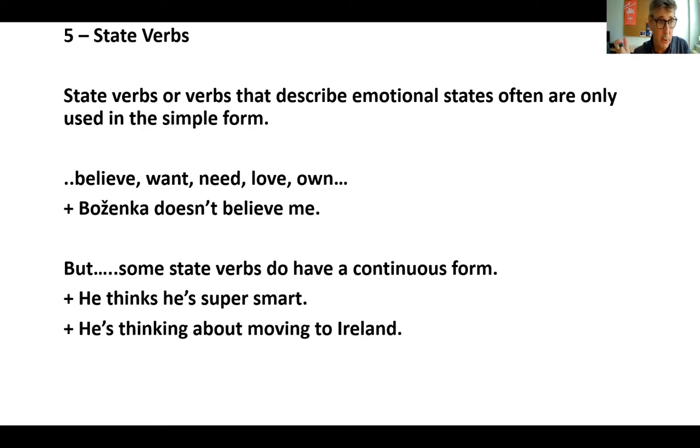So he thinks he's super smart, like I hope you understand that. And he's thinking about moving to Ireland. That's different. If I say he thinks he's moving to Ireland, that's something different than he's thinking about moving to Ireland. We'll discuss that more, the difference between these two a little bit later. But in general, state verbs are only in the simple tense.